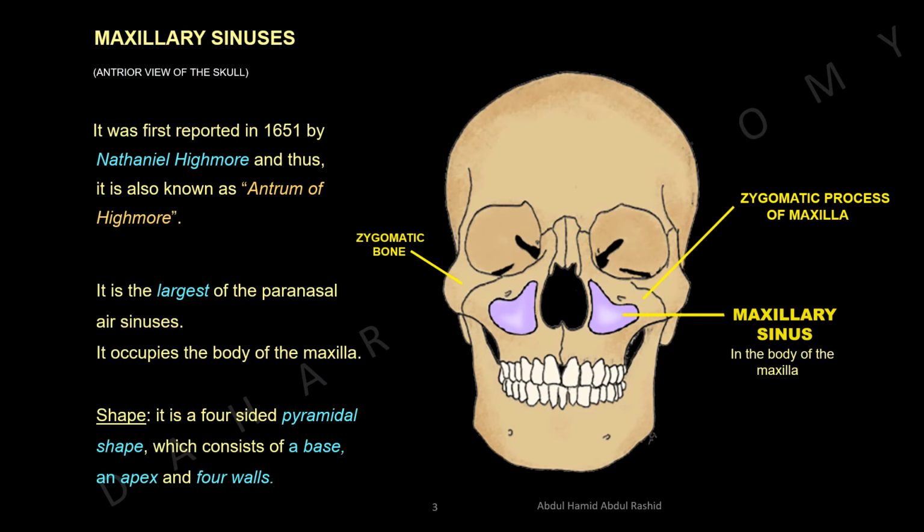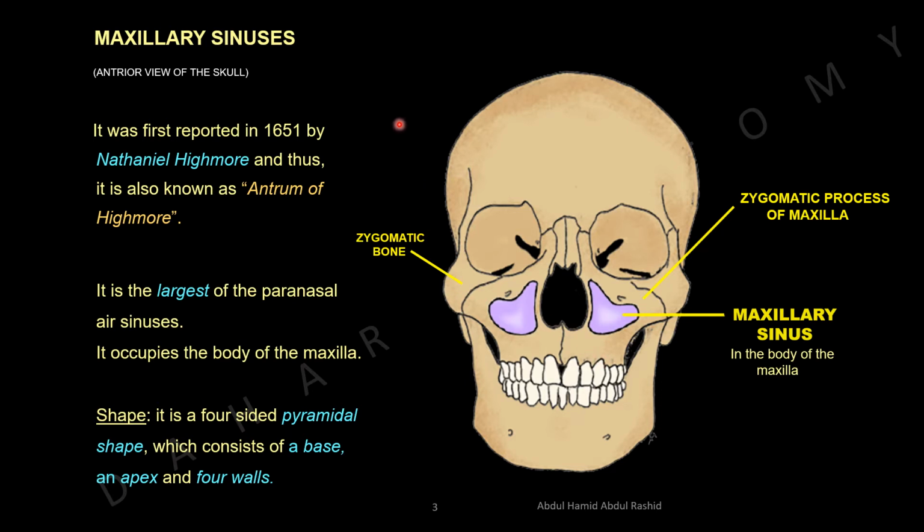This is the anterior view of the skull. We are going to discuss about the maxillary sinuses. This is zygomatic bone. This is maxillary bone. This is zygomatic process of the maxilla. This part is the body of the maxilla.